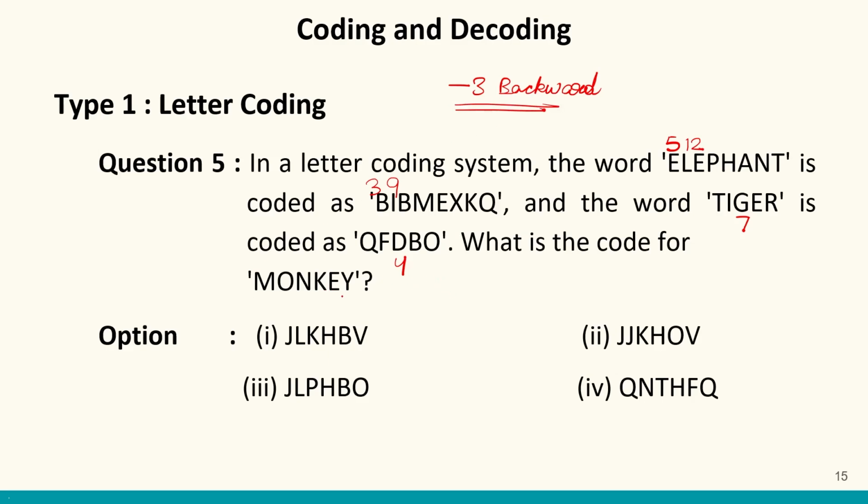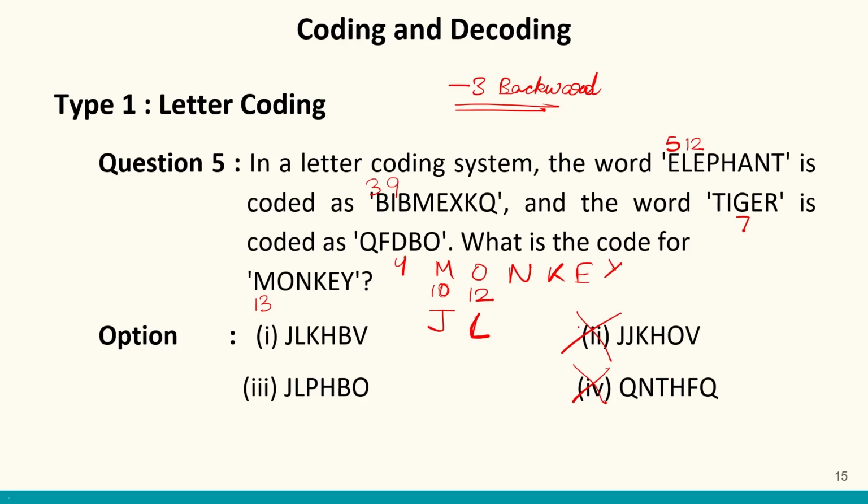For monkey, M is coded as 13. So if I move 3 positions backward, I get 10. I have to use the code for rank 10, which is J. So this option gets eliminated. Then O is coded as how much? O is coded as 15. So if I have to move 3 positions backward, I have to find the code for 12. So for 12 code, we have L. So again, eliminate this option.